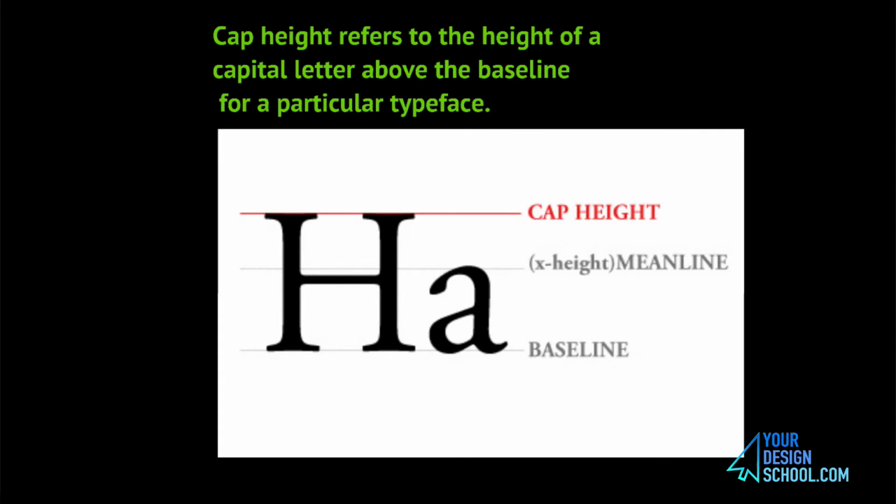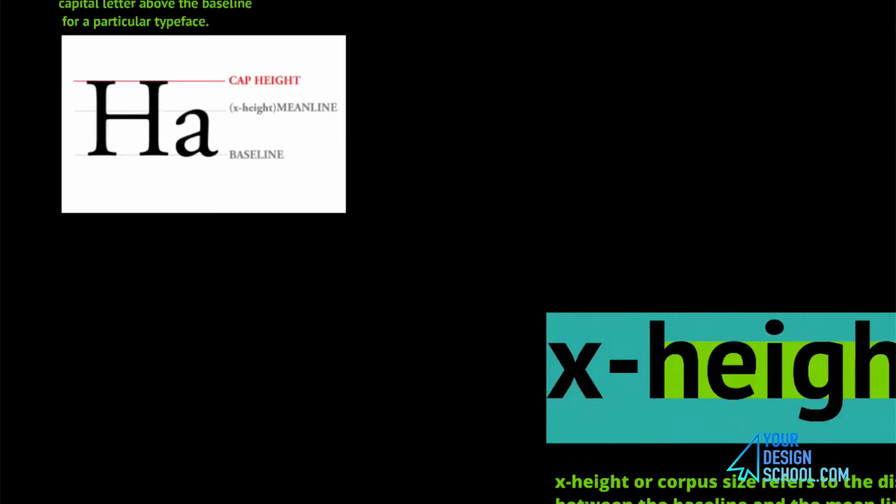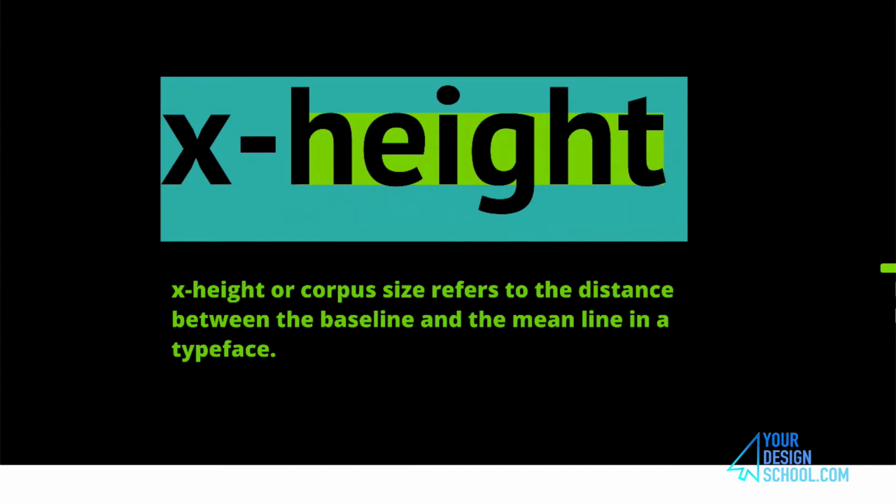Okay, next we've got cap height, so that's the height of a capital letter from the baseline of a particular typeface. And then we've got the X height, and the X height is the distance between the baseline and the mean line of the typeface. So if you think about the shoulders of an H, or the top of a lowercase e, or the crossbar of a T, where all those things generally line up, is the X height.